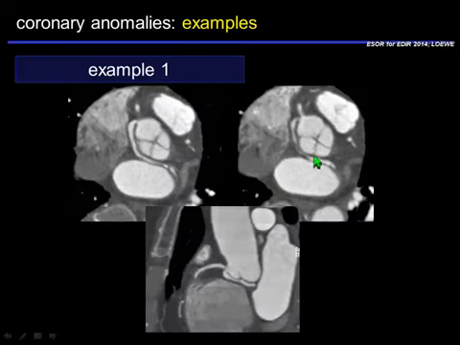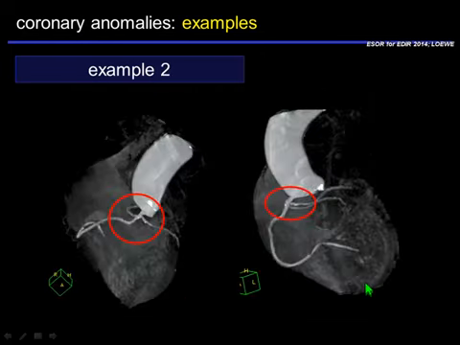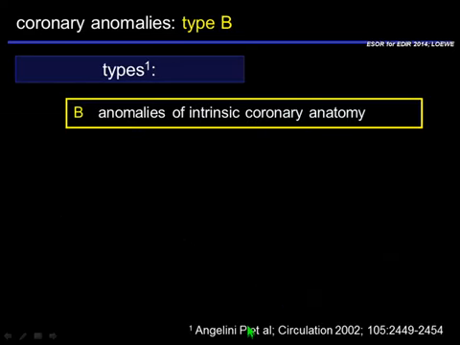Our example, for sure, is a retroaortic course, so it's not between two high-pressure systems, and that's an example of a benignant coronary anomaly. There's another example, very rare case, where we have just one coronary ostium, and of course we have a malignant course of the left, of the LID, because the LID is crossing between the aortic root and the pulmonary trunk.